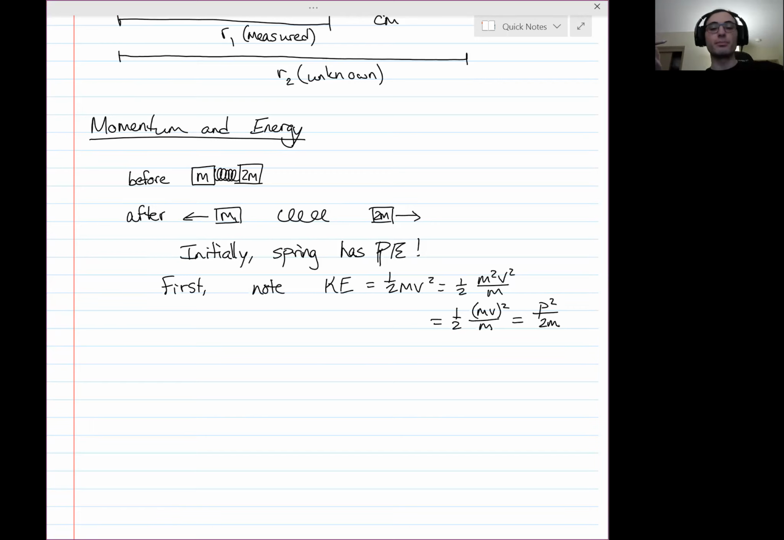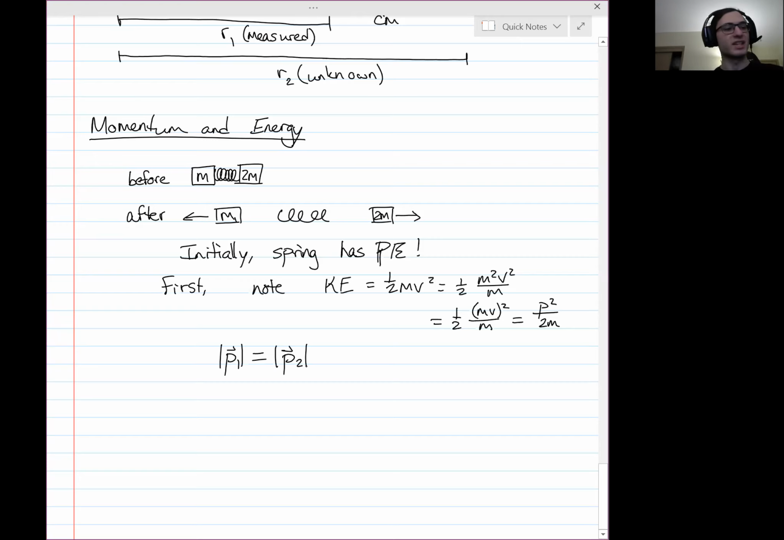Because momentum is conserved in this example, the two blocks have to have the same magnitude of momentum, right? There's only two things that have momentum. The total momentum is 0. So if they're going in opposite directions, the thing going left has to have the same magnitude of momentum as the thing going right, and then you just add them together to get 0. So what we have is that the magnitude of P1 is equal to the magnitude of P2 in the final case.